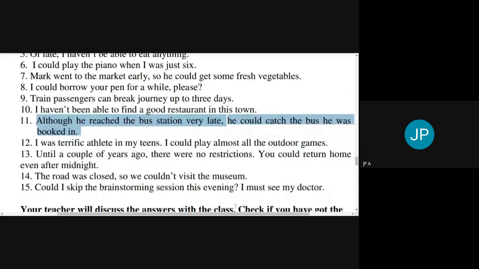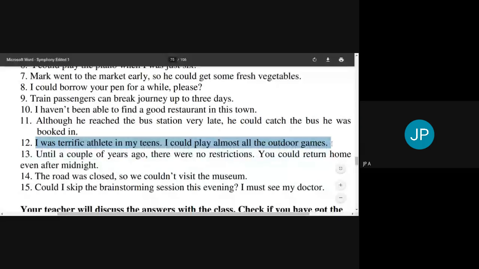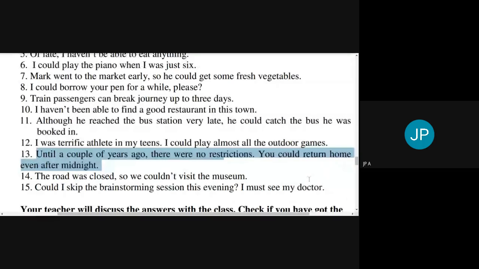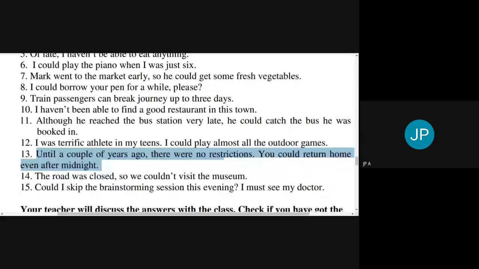There is no mistake in any of these sentences. Although he reached the bus station very late, he could catch the bus he was booked in. I was a terrific athlete in my teens. I could play almost all the outdoor games. There is no mistake because this talks about past ability. Next one. Until a couple of years ago, there were no restrictions. You could return home even after midnight. Here, the usage of could is not about ability. It is talking about rules made by someone. Can and could are also used for speaking about rules made by someone.